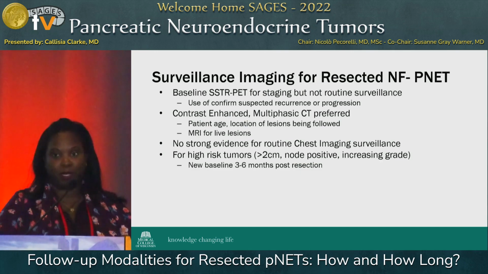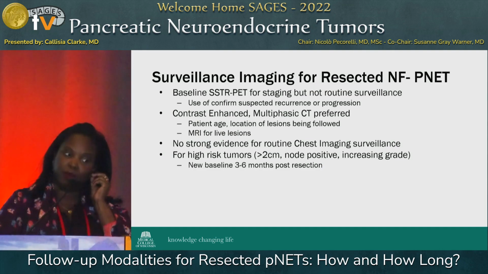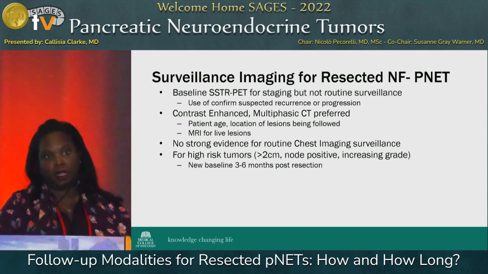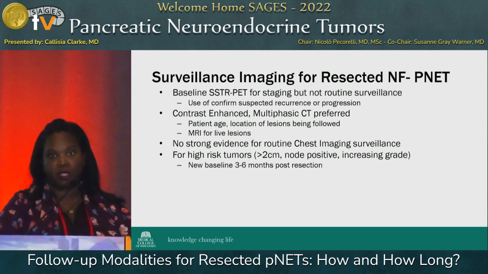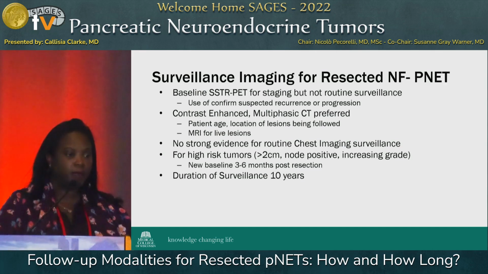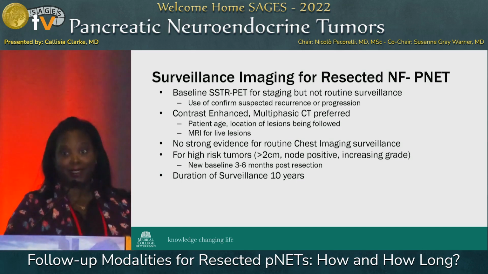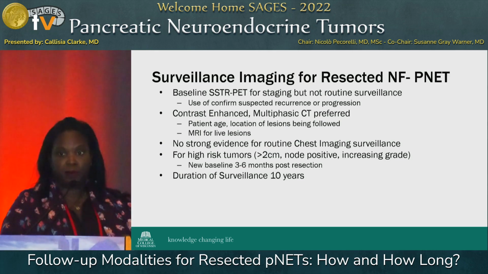And so I'm going to talk a little bit about what I do, which is a meld of, I think, some of the consensus guidelines from pNETs. For high-risk tumors, these are tumors that are larger, node positive, or have high grade, I typically get baseline imaging about 3 to 6 months after resection, just to demonstrate what their new baseline is. In terms of duration of surveillance, I think the abundance of data suggests that 10 years is adequate to survey these patients. We do have late recurrences because this is an indolent disease, but the vast majority of people will definitely recur within 10 years.